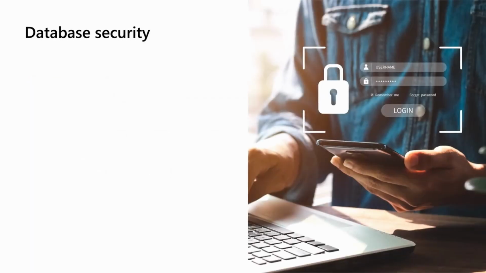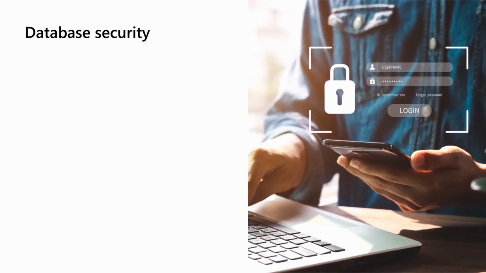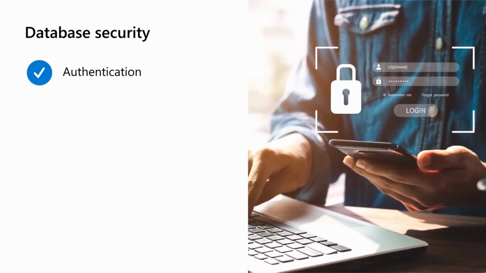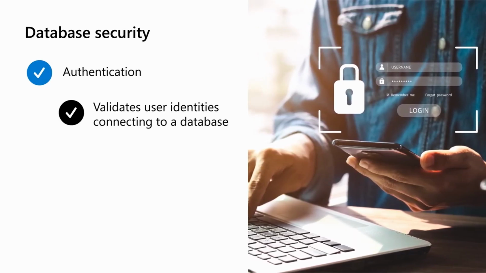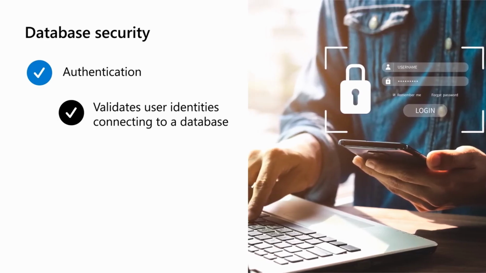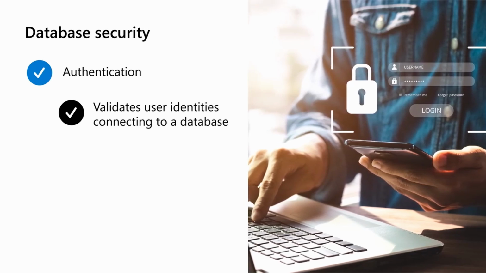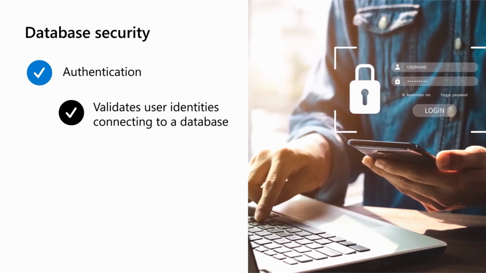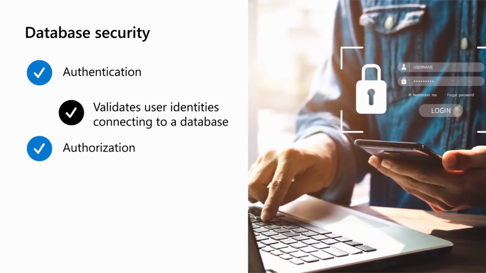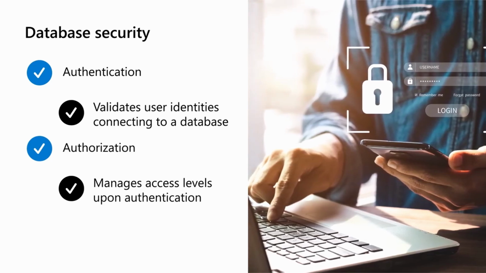Database security consists of two vital components: authentication and authorization. Authentication, like providing an ID to sign up for or pick up a package, validates identities when connecting to a database through the user's account. Proof of identity can be provided via SQL or Azure Active Directory authentication. On the other hand, authorization is like a VIP list at an exclusive event, managing the levels of access granted once authentication has been achieved.